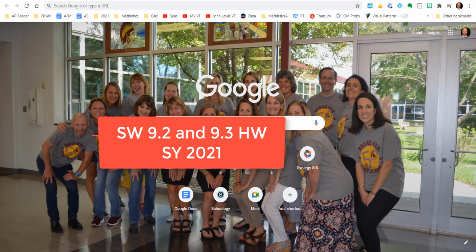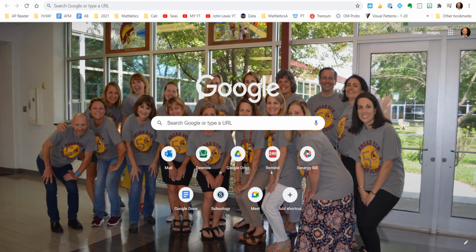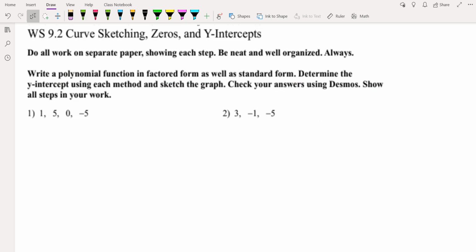We're going to take a look at a couple samples of student work from the 9.2 and 9.3 homework. So make sure you have that out as we go through these samples. Both the directions for 9.2 and 9.3 are very similar. The very first thing says do all work on separate paper showing each step. Be neat and well organized always. So you always want to do that. Always, always, always, all day long.